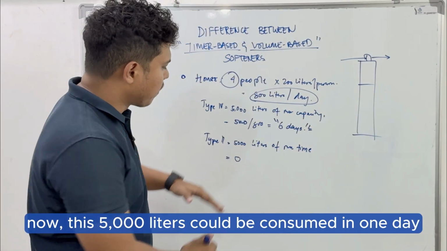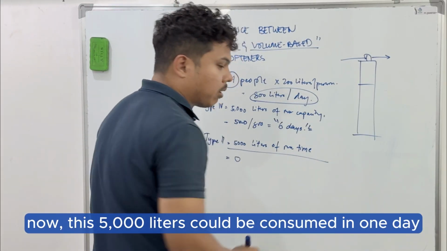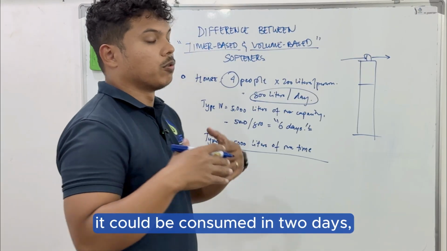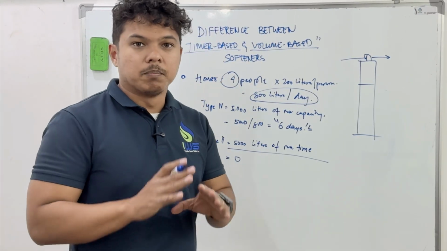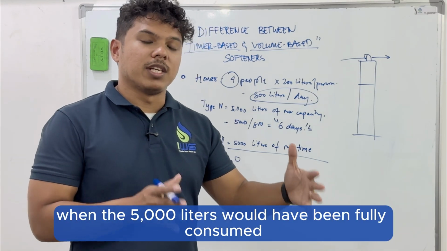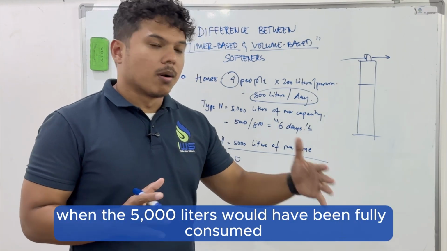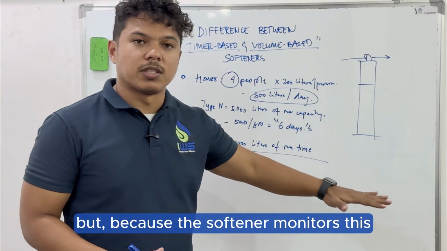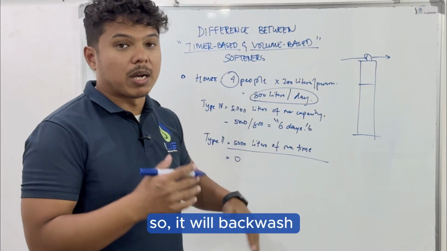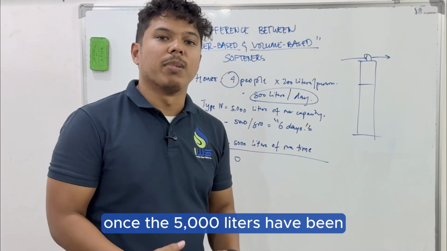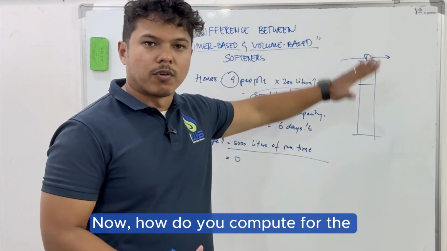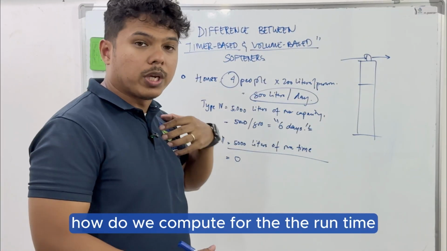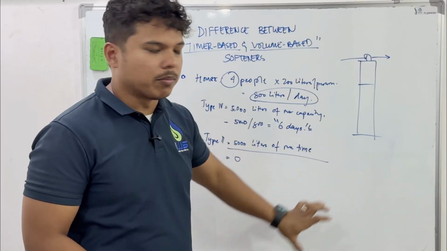Now, this 5,000 liters could be consumed in 1 day. It could be consumed in 2 days, 3 days, 4 days, or even 15 days. So no one knows when the 5,000 liters would have been fully consumed. But because the softener monitors this, it will backwash once the 5,000 liters have been exhausted. Okay, now how do we compute for the runtime?